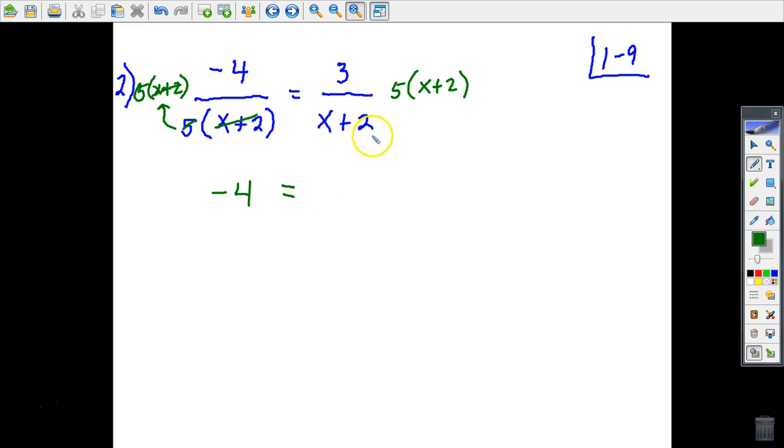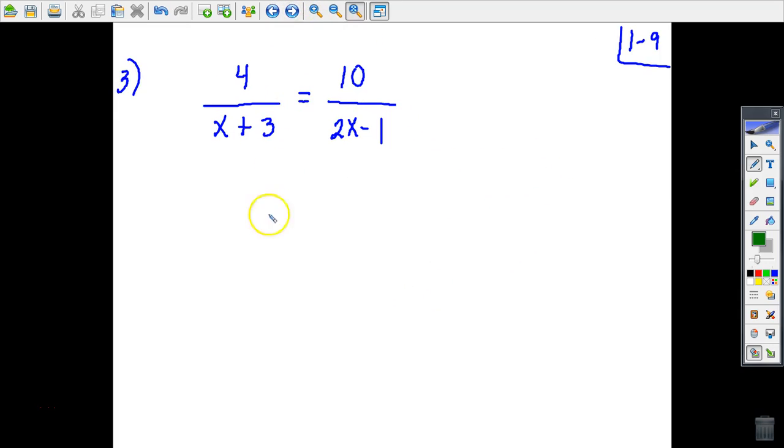Okay, move over to the other side. If I divide blue into green, the x plus 2's would cancel, leaving 5 times 3, which is 15. Well, this is an interesting case. I have no variable, and the expression that I'm left with is false. Negative 4 does not equal 15. So therefore, since my expression is false, that means in this particular case I have no solution.